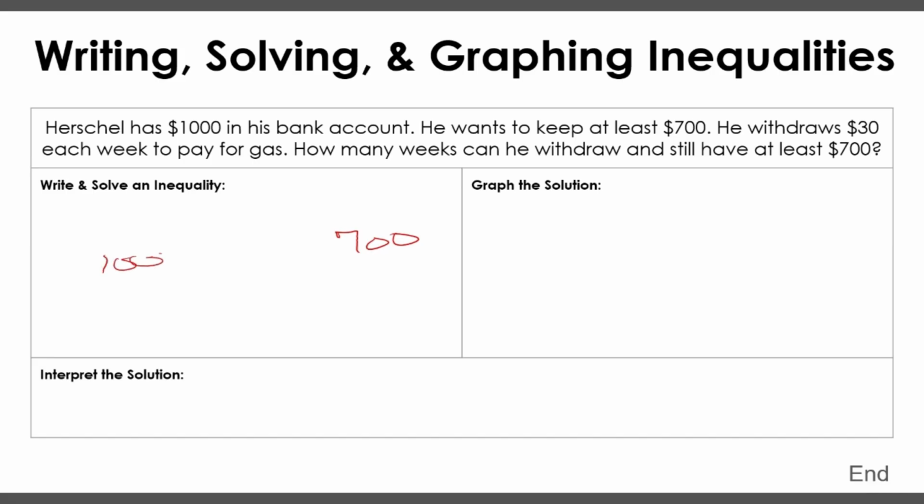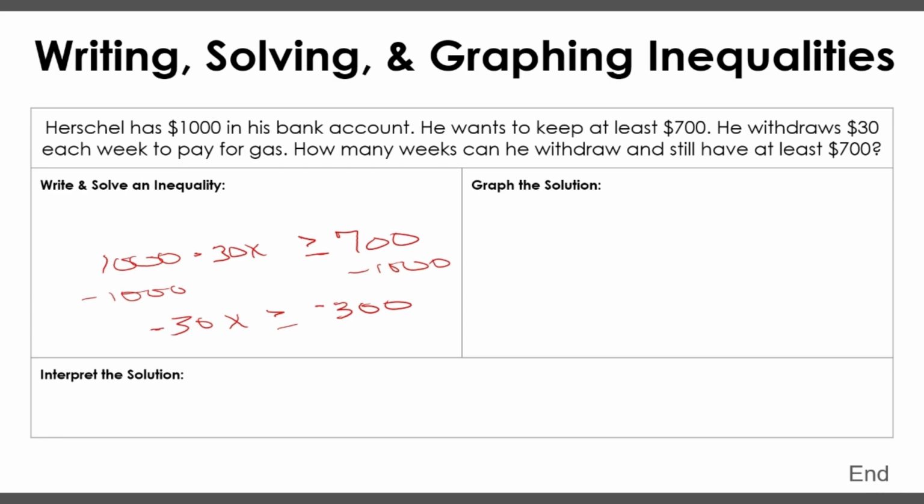So he started with 1,000 and then he's subtracting 30 times the number of weeks. And we want this to be bigger than $700. Can it be equal to? Yes, because it says at least. So greater than or equal to. So then I solve this by doing two-step equations. So I get negative 30x is greater than or equal to negative 300.